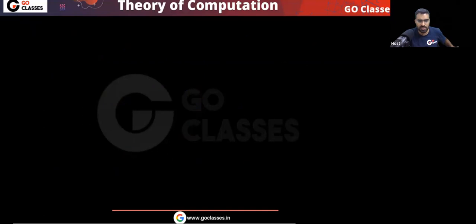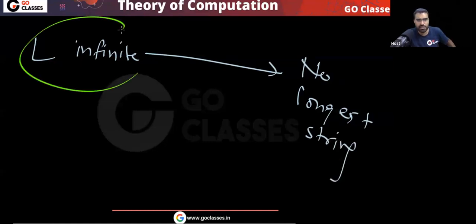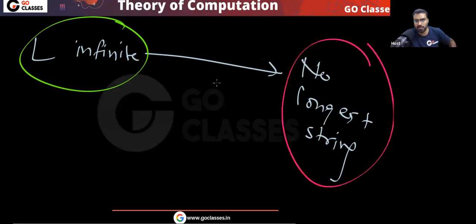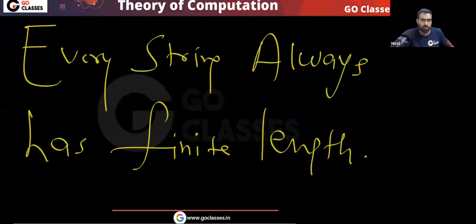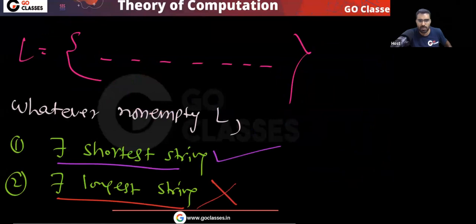So the simple point is, if L is infinite, then there is no longest string. L infinite implies there is no longest string. Yes or no? These small points have nothing to do with the pumping lemma. These are basic statements, basic questions.